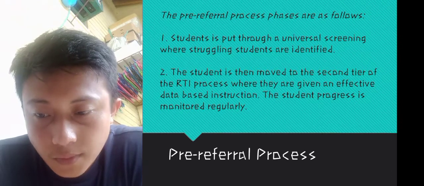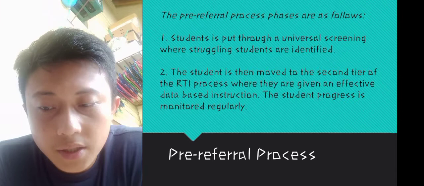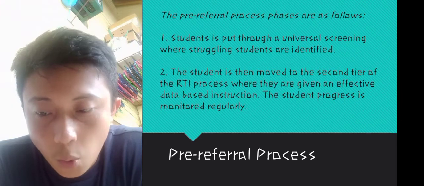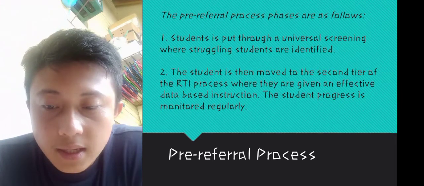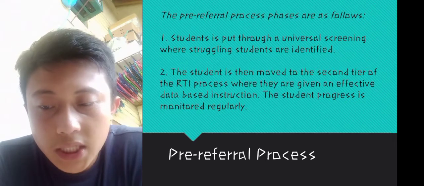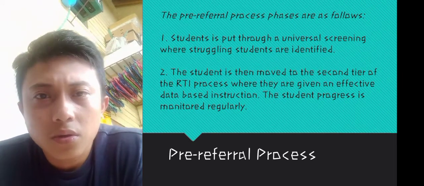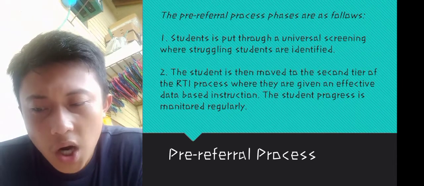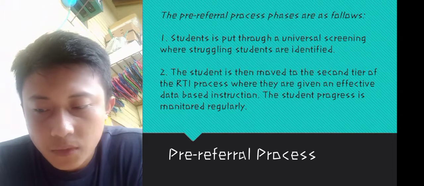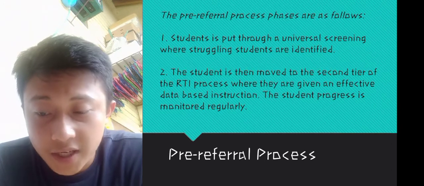Number 2. The student is moved to the second tier of the RTI process, where they are given effective data-based instruction. The student's progress is monitored regularly. So, what is the RTI process? RTI means response to intervention.